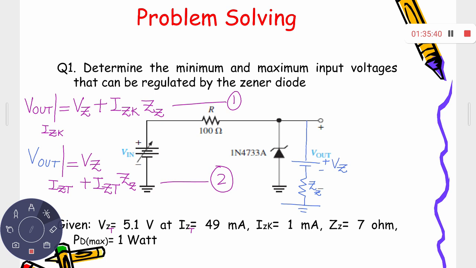Sir, how to calculate IZ max? PD max is given as 1 watt. Maximum power is given. What is power? Voltage into current, V into I max. That voltage, whether this entire voltage or that, this one is the dominating one, right? Out of this 4.86 or 4.7 or 4.76, 4.75 is coming out of this. So whether you calculate based on 4.75 or 4.76 doesn't matter.